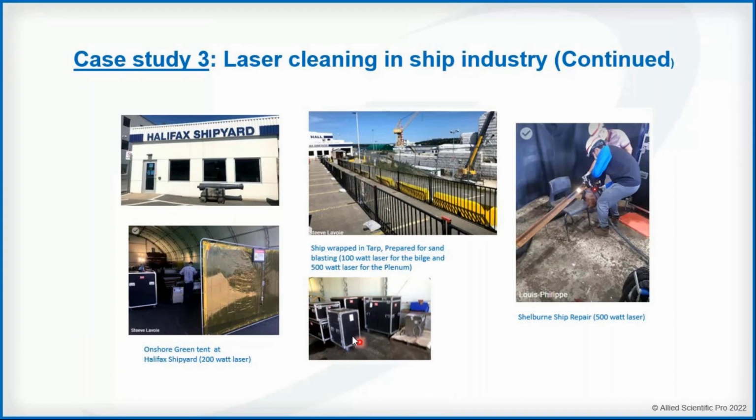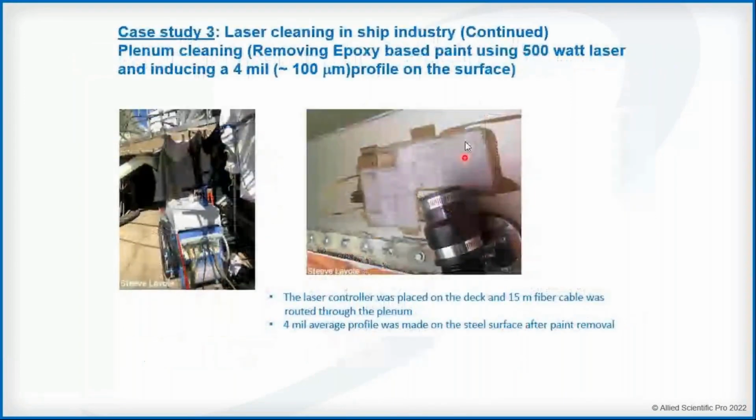So we took all our lasers, 100 watt, 200 watt, and 500 watts there. They're all in these boxes, and we did onshore and offshore cleaning. The first cleaning was done on the plenum, so the 500-watt laser was kept on the deck, and then the 15-meter fiber cable was routed inside the plenum. And plenum is actually responsible for circulation, for heating and air conditioning in the ship.